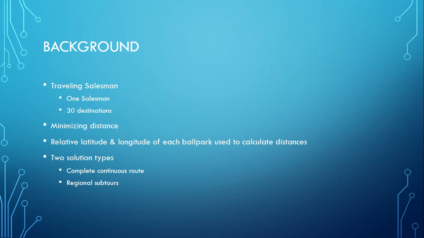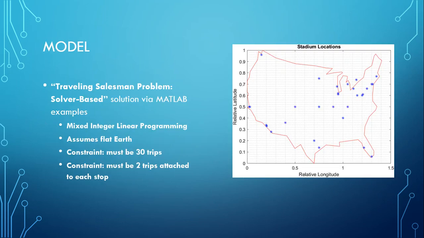The other one was a regional route that looked at having separate subtours that were independently connected routes, looking at smaller, more manageable trips instead of one giant route. The model that I used was a traveling salesman problem solver provided in the MATLAB examples. It's a mixed integer linear program that uses a binary integer. It assumes a flat Earth and just uses the hypotenuse to solve for distances.